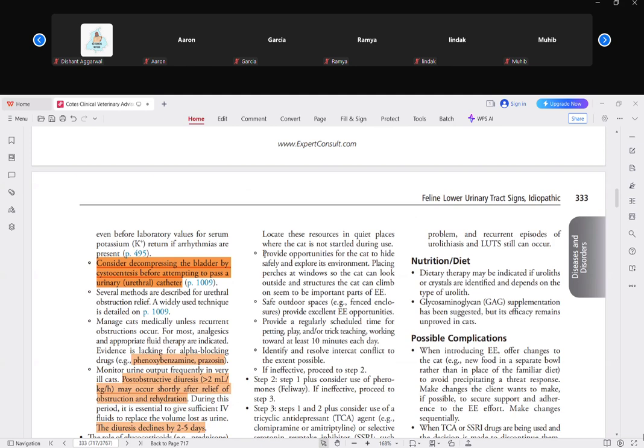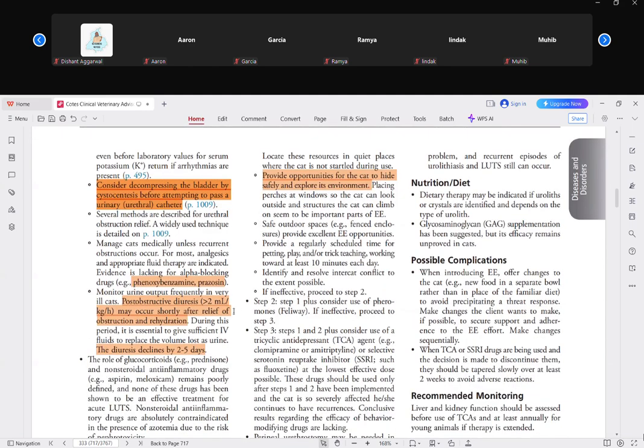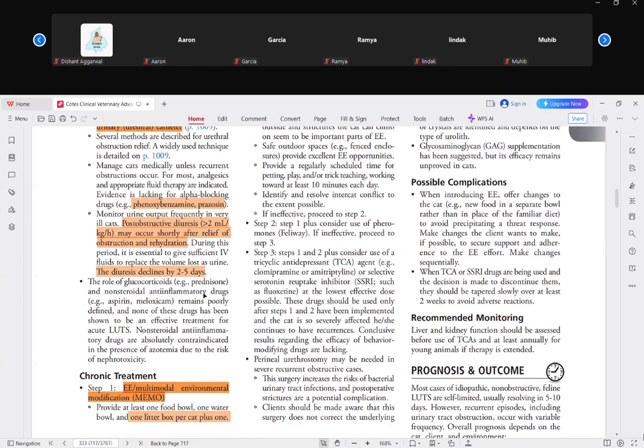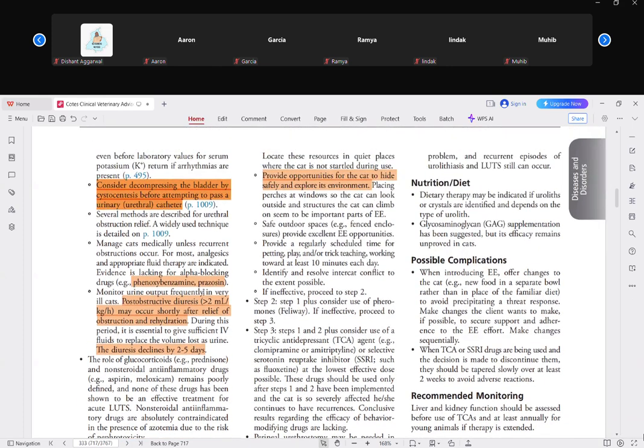Another thing is provide them safe places, like a place to hide, a place to explore, to provide them these kind of things. Safe outer spaces can be given to the animal. Trick teaching, working for at least 10 minutes a day can be given to them. Okay, so these are the things, I mean, changes in the environment to decrease the chances of FLUTD. Okay. So let's suppose you have done the first step, the multimodal environmental modification.